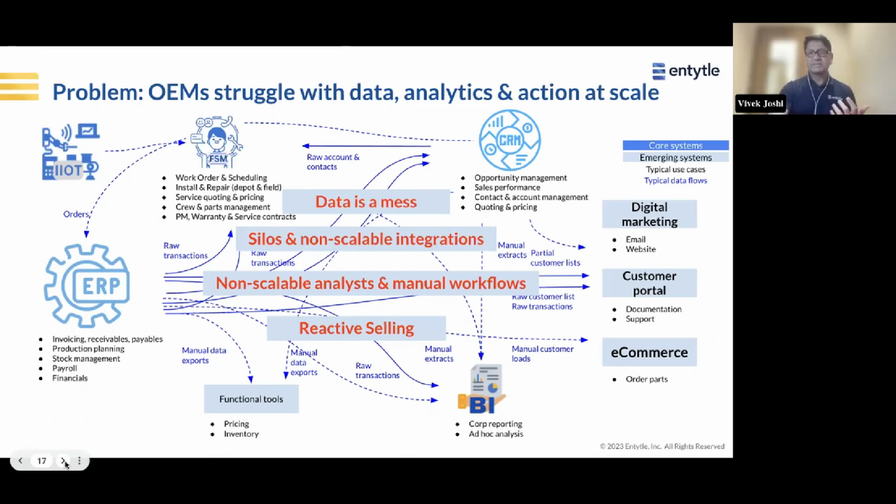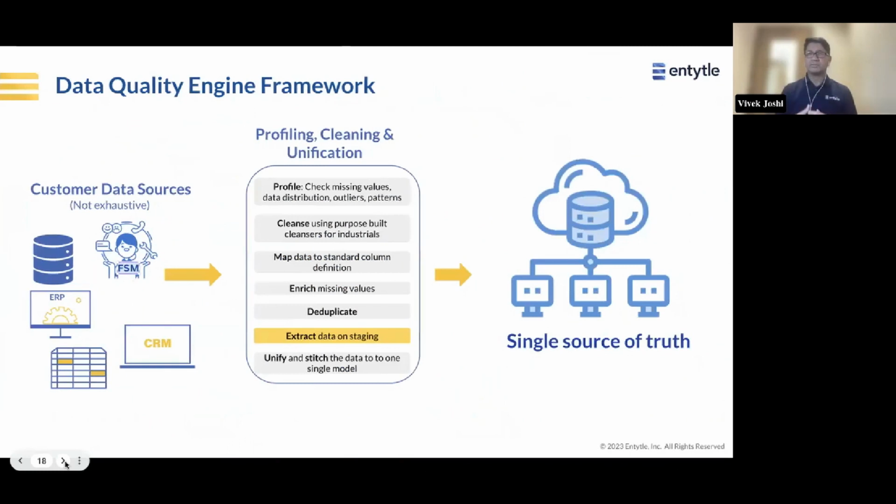And so one of the biggest things you ought to pay attention to is the data quality framework. We have this thing called the data quality engine. You can use a whole bunch of other technologies and tools out there. There are a lot of things out there.